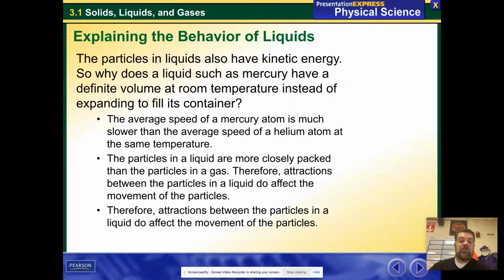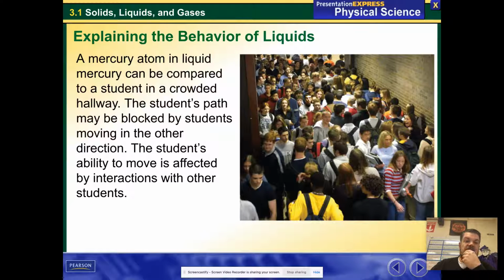The particles in a liquid are more closely packed together than those of a gas, and then a solid is even more than a liquid. So the attractions of the particles in a liquid do affect the movement of the particles. So they'll move away, but then they kind of are attracted back. With a gas, the movement is so great it just kind of leaves. Then a mercury atom in liquid mercury can be compared to a student in a crowded hallway.